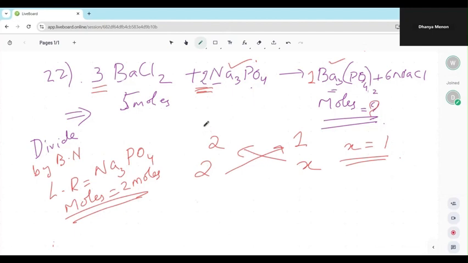So students, first we find out the number of moles because instead of mass, they have given you the moles directly. So they have made your work a bit easier. And by the steps that we usually follow, dividing by the balancing number and all, we came to know that our limiting reagent is sodium phosphate. Then we use this sodium phosphate to find out the number of moles of barium phosphate using the stoichiometric equation.